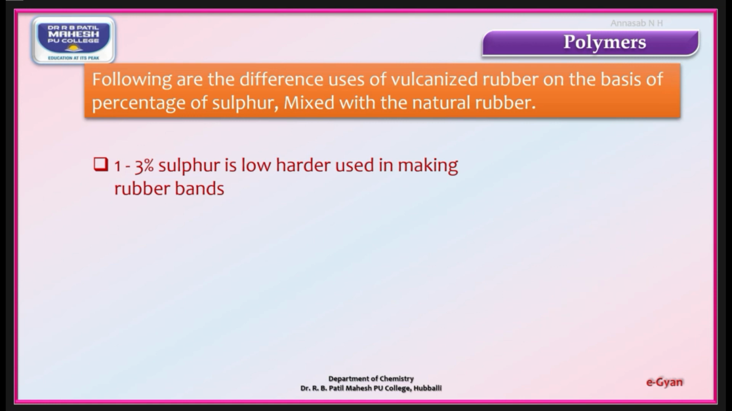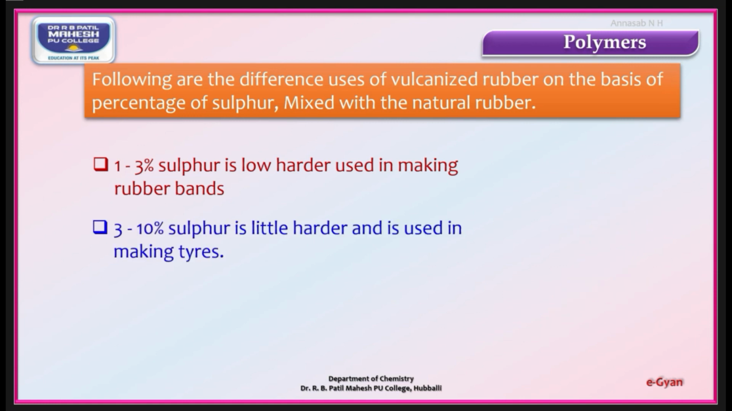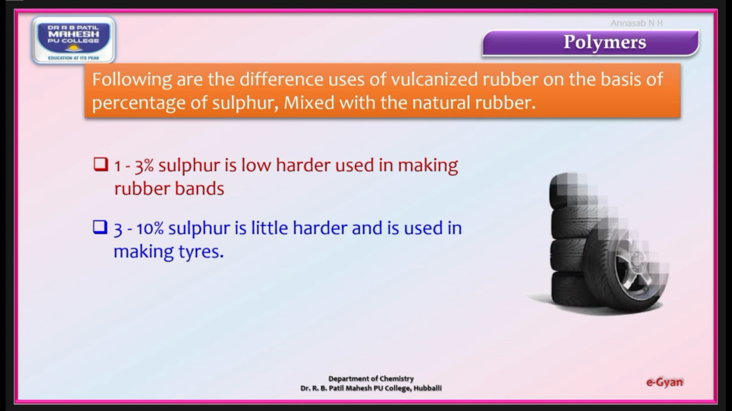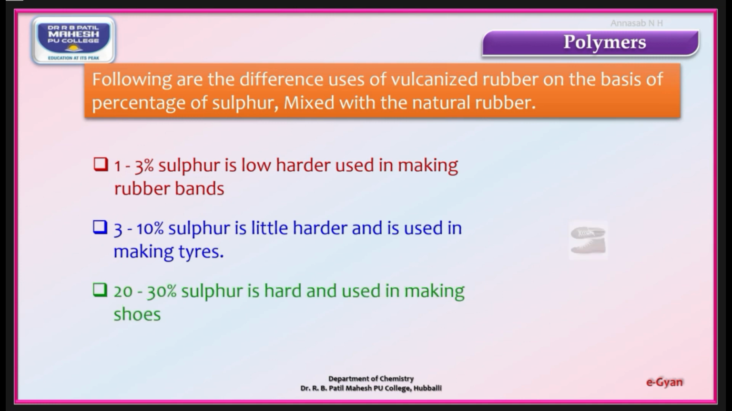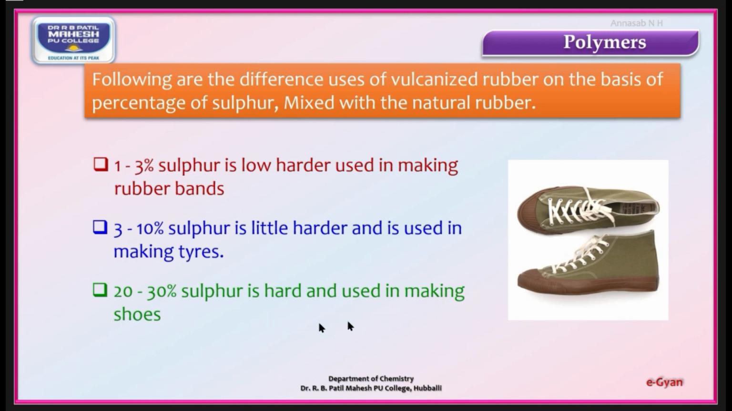If you mix around 3 to 10% of sulfur, it is a little harder and used in making tires. If you increase the sulfur content up to 20 to 30%, then we are going to get a hard rubber, which is used in making shoes. So if you use different percentages of sulfur, then we are going to get different strengths for the natural rubber. Moving to the next part.